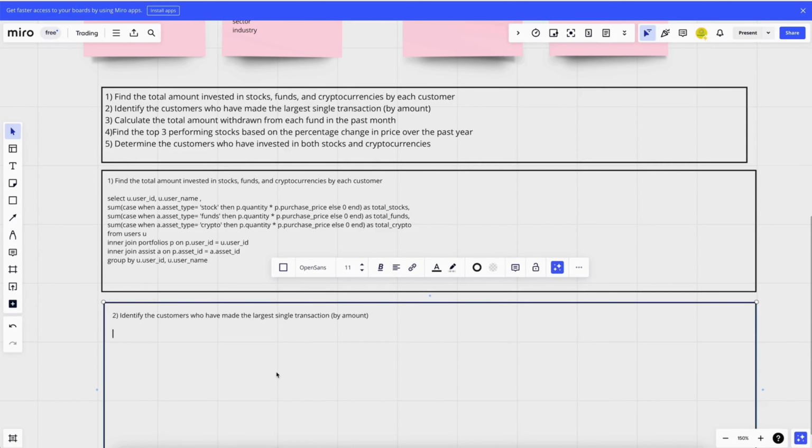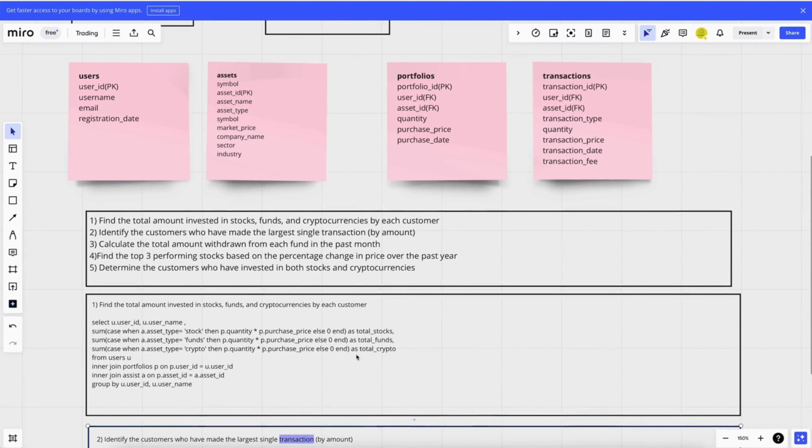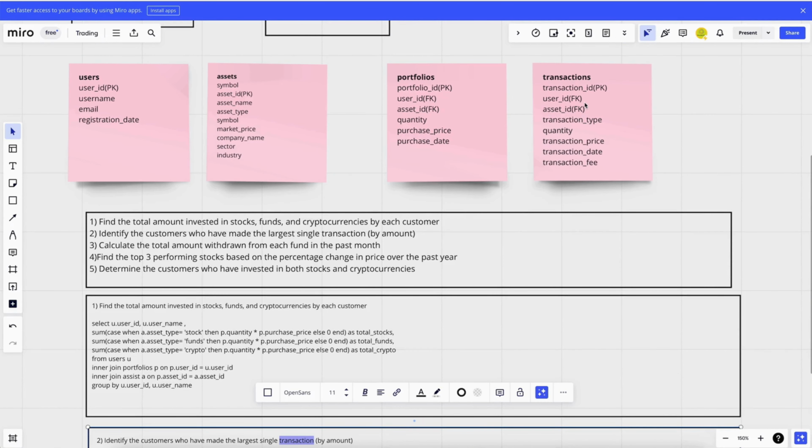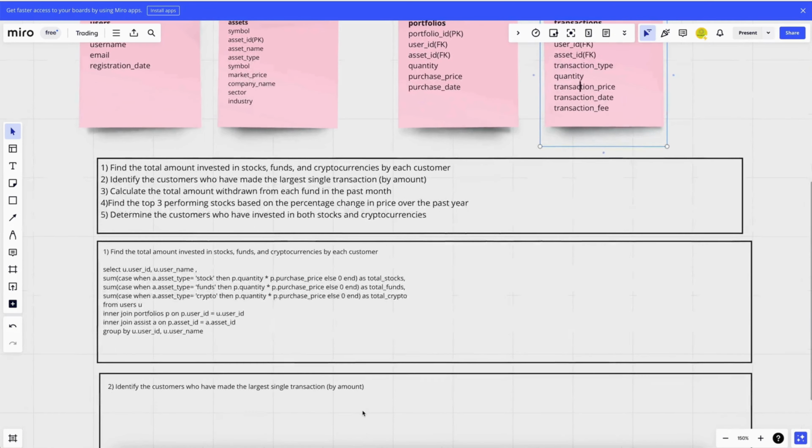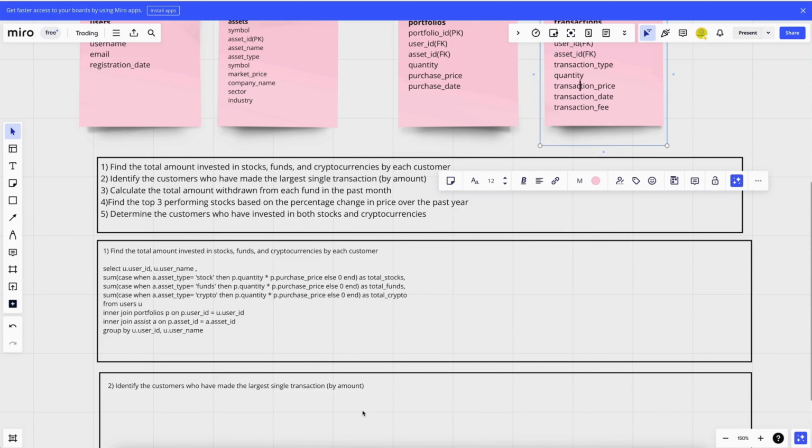And the second statement here is: identify the customers who have made the largest single transaction by amount. So this should be straightforward. They said largest single transaction by amount. So we can directly query the transaction table and then join it back to the user table to get the username and have the maximum transaction price here. So who made the largest single transaction? Just get the maximum transaction price here. That should be straightforward.